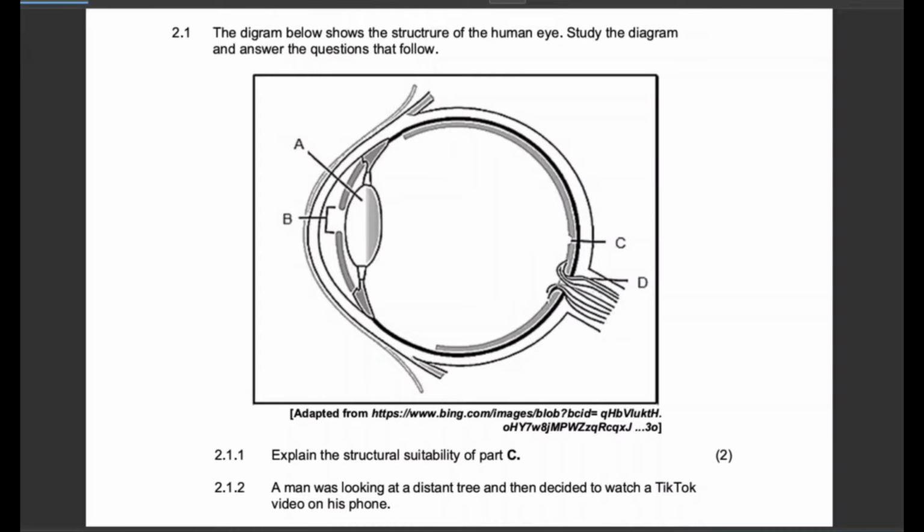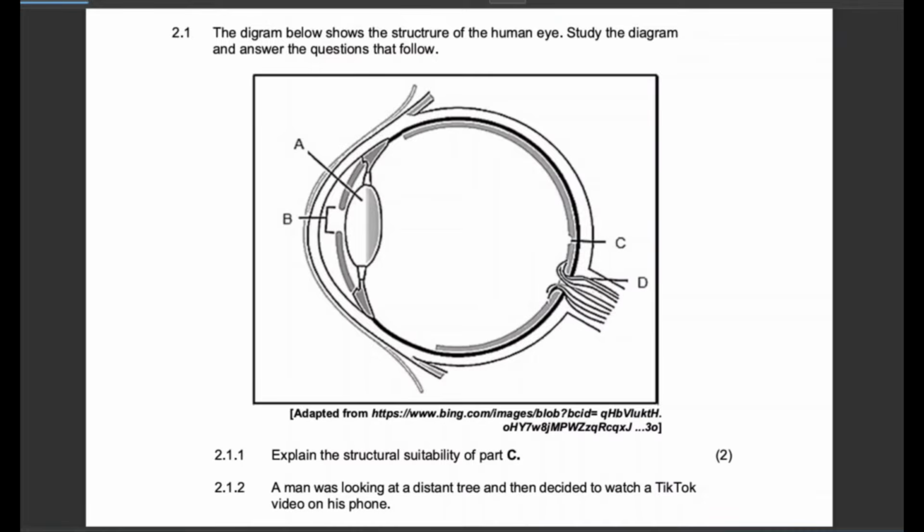In today's video, guys, we are going to be answering this human eye question from a previous national paper. We know how important this section is. Obviously this content is assessed in paper 1, and it's from the topic responding to the environment by humans. So let us look at this question.